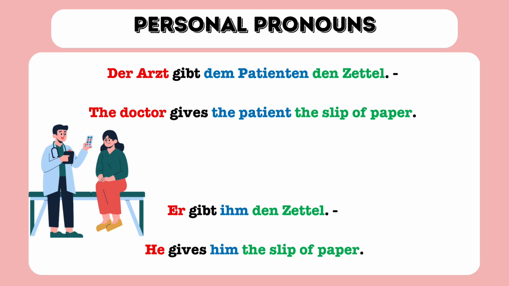Der Arzt gibt dem Patienten den Zettel. The doctor gives the patient the slip of paper. The patient is the indirect object, so instead of der Patient, we now have dem Patienten. This is also a weak noun. If you switch out dem Patienten with a pronoun, the sentence would become Er gibt ihm den Zettel. He gives him the slip of paper.